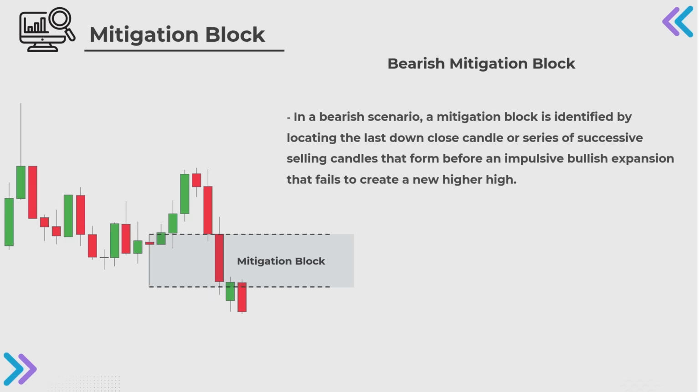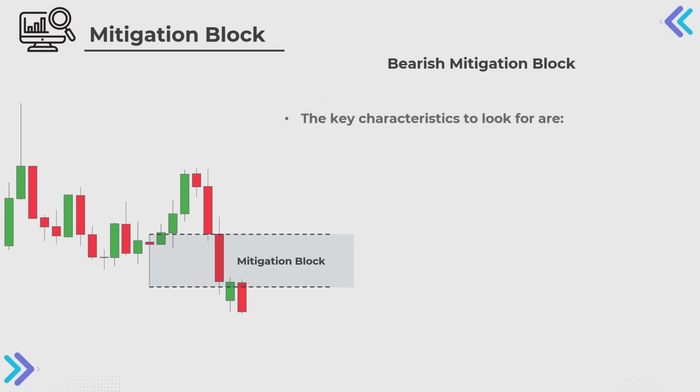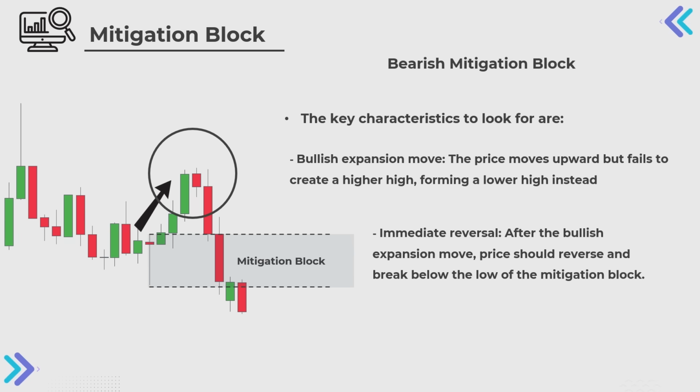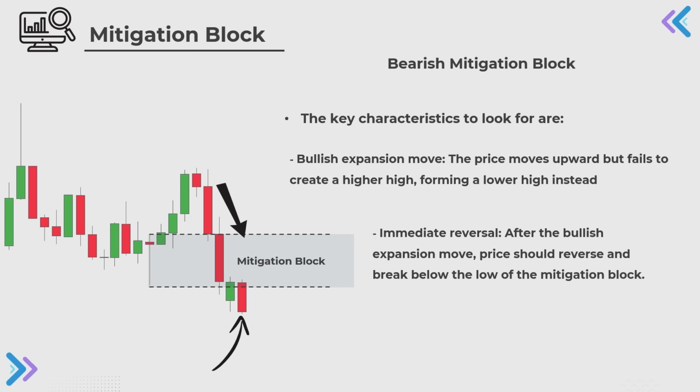In a bearish scenario, a mitigation block is identified by locating the last down-close candle or series of successive selling candles that form before an impulsive bullish expansion that fails to create a new higher high. This area represents a bearish mitigation block. The key characteristics to look for are: bullish expansion move. The price moves upward, but fails to create a higher high, forming a lower high instead. Immediate reversal. After the bullish expansion move, price should reverse and break below the low of the mitigation block. And the exact opposite happens in the bullish scenario.